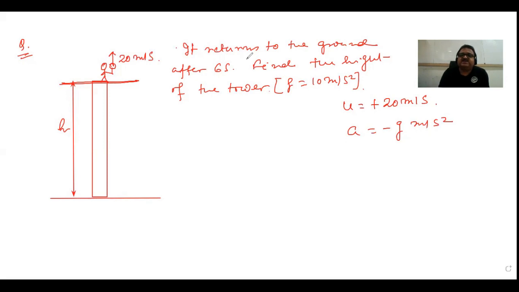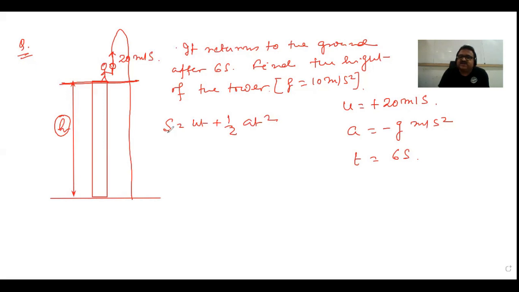Clear? And it is given, it returns to the ground. That means it is thrown, so it moves up, again comes down. So total time taken for the journey is 6 seconds. So t is nothing but 6 seconds. So what do you have to find out? We have to find out h. That means, look, we have to apply which formula? s equals ut plus half of at square.